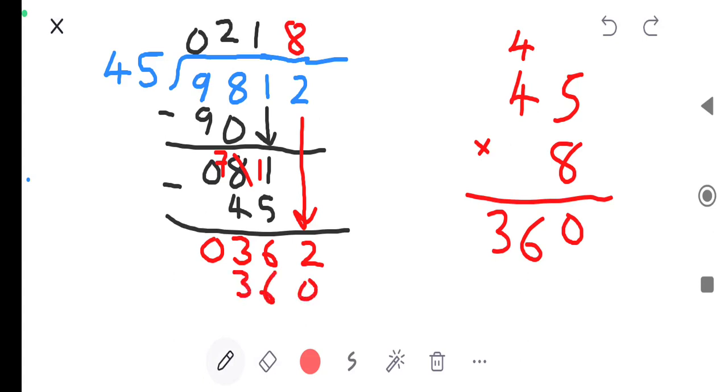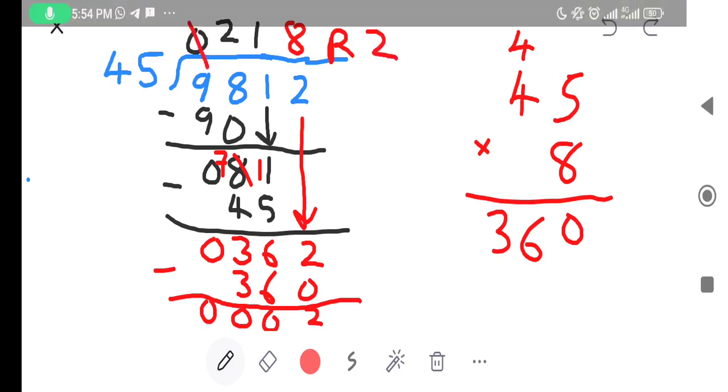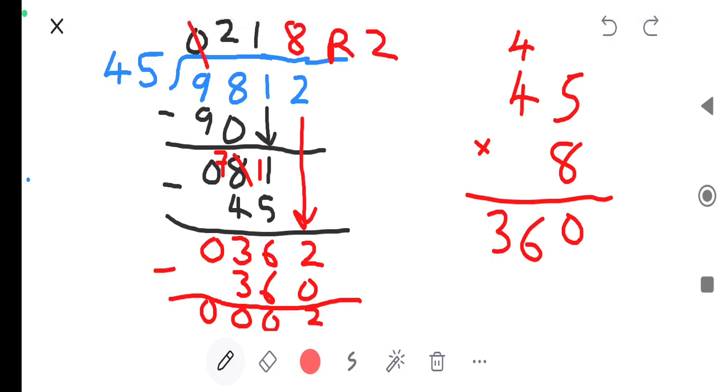And then when you subtract, what will you have at the end? 2 minus 0 is 2. Okay? Then 6 minus 6, 0. 3 minus 3, 0, 0. Now the remainder is 2. So you write remainder 2 at the top. The 0 you have in the answer, you can cancel it because it doesn't have any value. So the answer is 218.